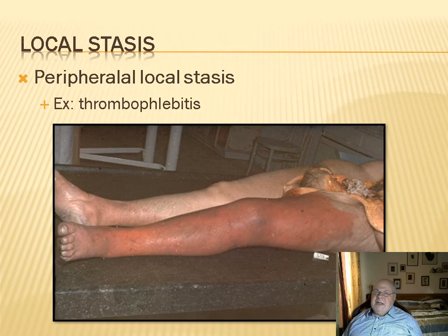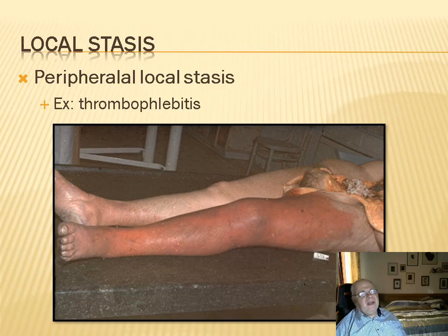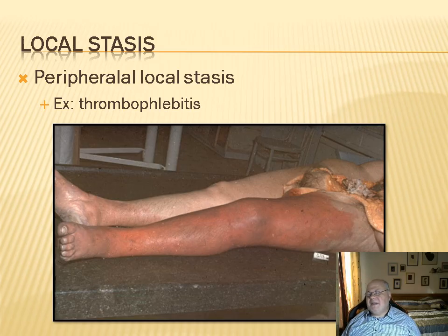Now we start with the local or peripheral stasis, resulting from occlusion of a local peripheral vein. This occlusion is possible to be made in different mechanisms. For example, it's possible to have a thrombosis inside the lumina of the vein. By thrombosis, we'll understand coagulation of blood in the lumina of a vessel, a vein in this situation.